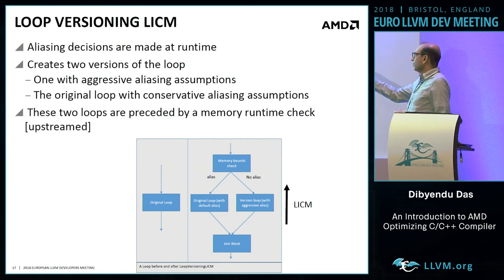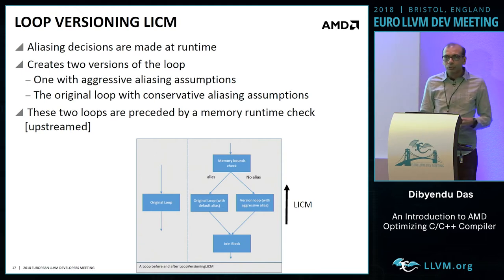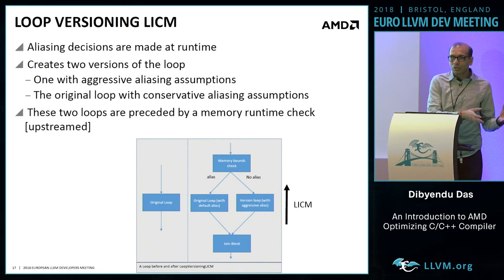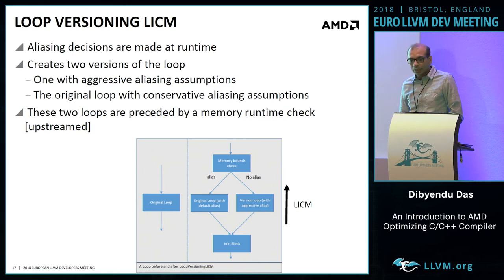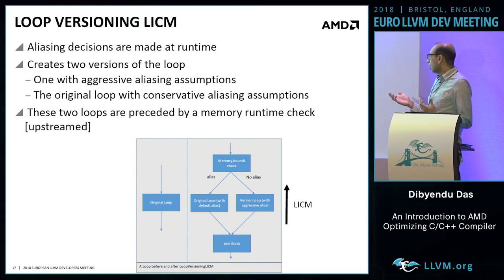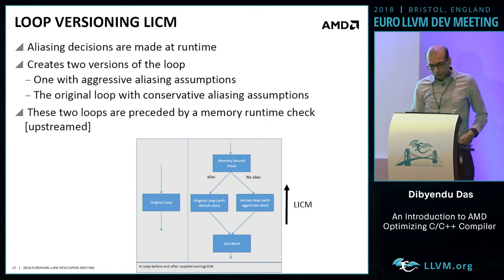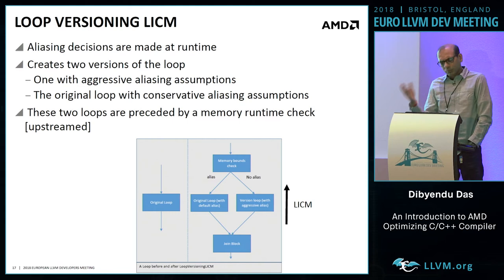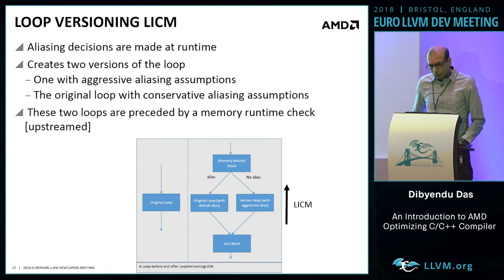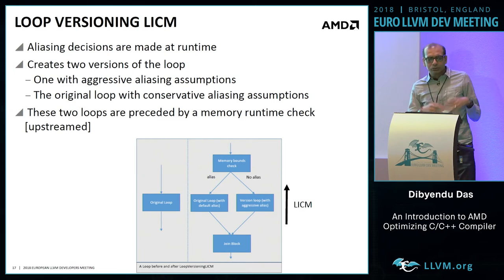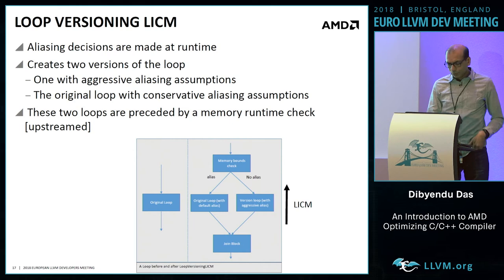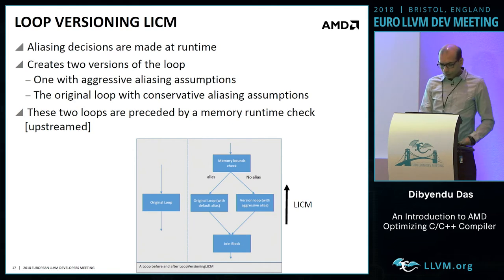you have the original loop, and when you see aliases which you cannot resolve using your normal aliasing techniques at compile time, you create two versions of the code with a memory bounds check, one with the alias and one without the alias. The loop without the alias can now have LICM working for it, while the one which has the alias doesn't. This has been upstreamed already, and there are some restrictions to it, as usual in loop vectorization also: if your number of memory bounds checks is too many, you probably cannot do that, because it may hurt your performance rather than improve it.